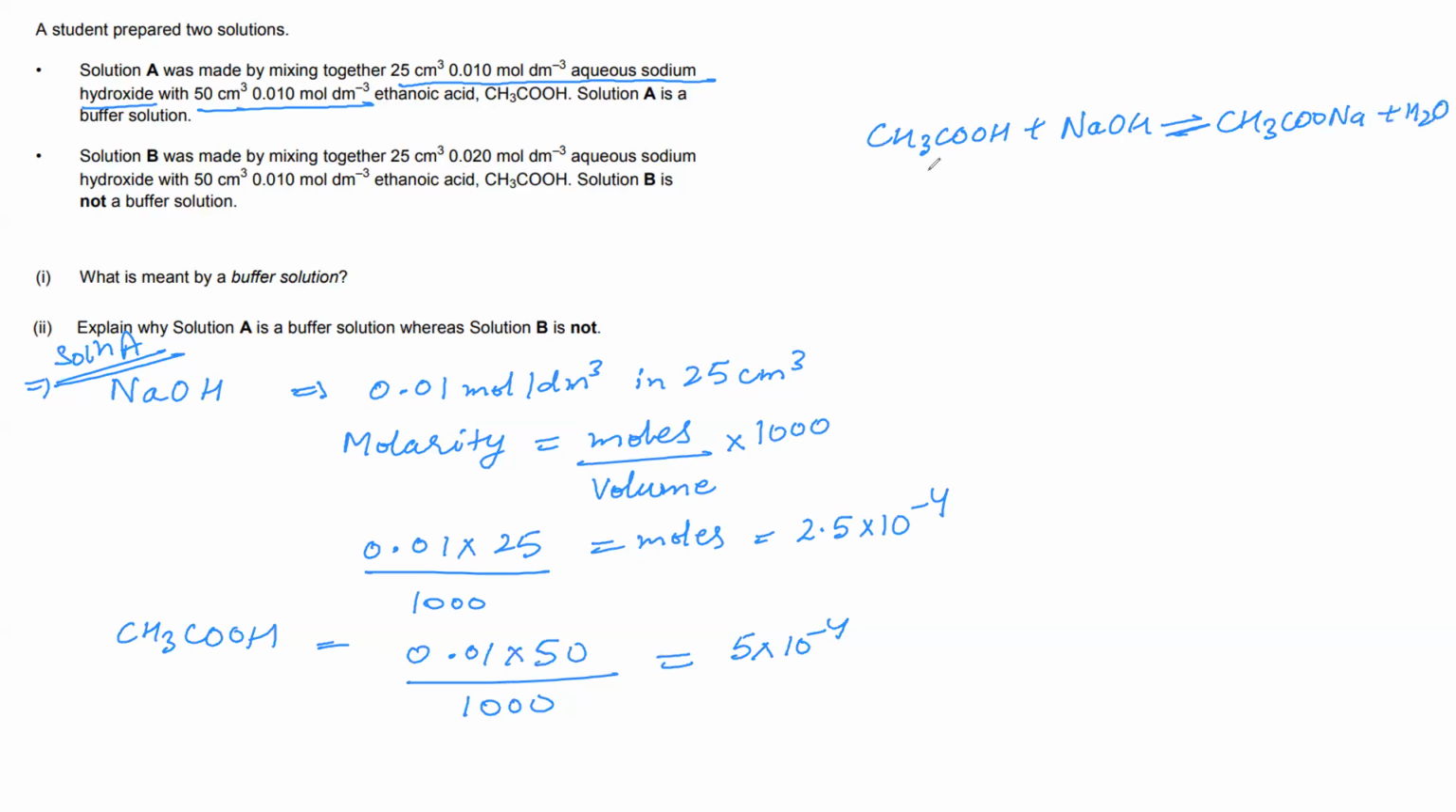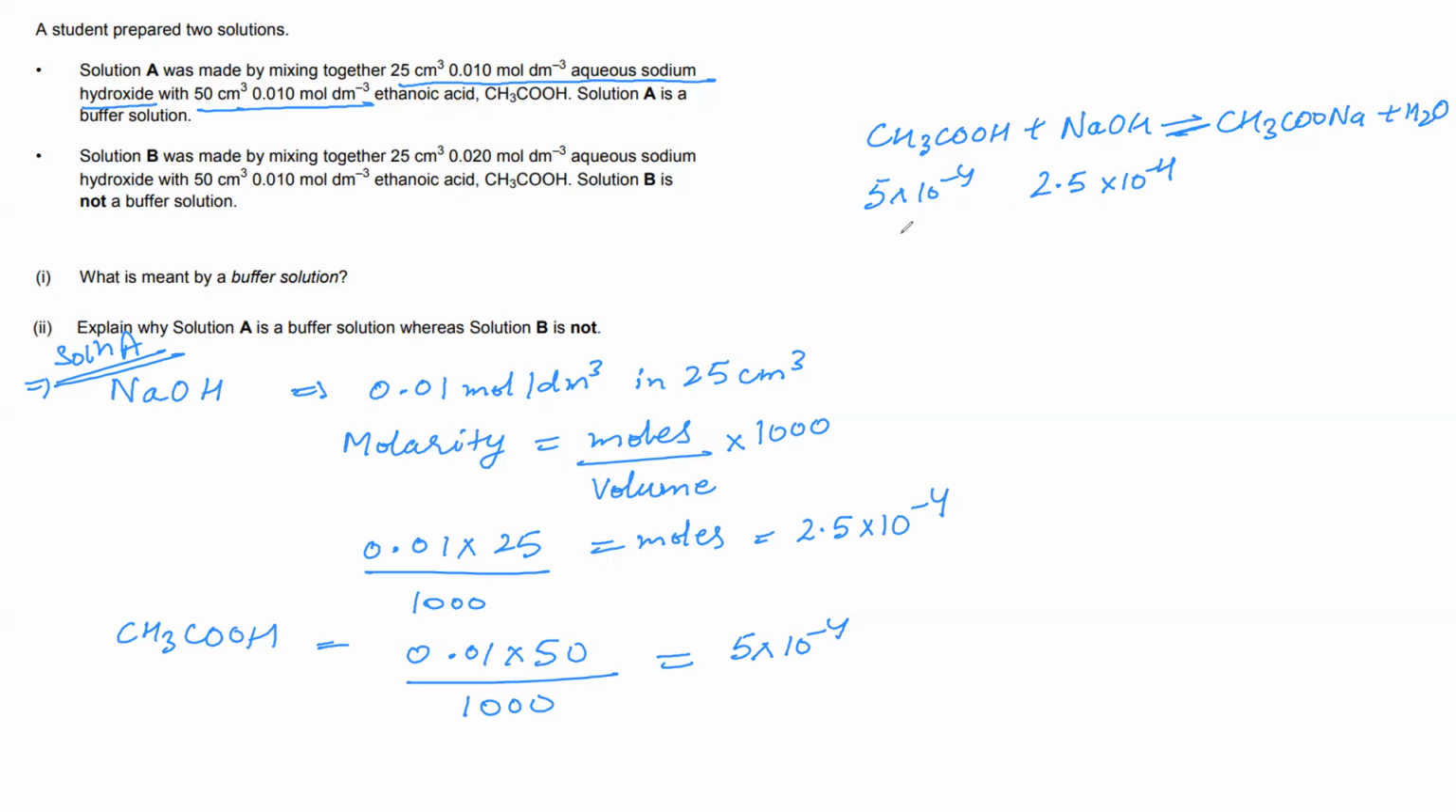So how many moles of acetic acid do we have? We have 5 into 10 to the power negative 4. And for the sodium hydroxide, we have 2.5 into 10 to the power negative 4. So clearly, the moles of sodium hydroxide are much less and the moles of acetic acid are much more. So they are double, basically. So what will happen? Only 2.5 into 10 to the power negative 4 of sodium hydroxide will react with 2.5 into 10 to the power negative 4 of the acetic acid.